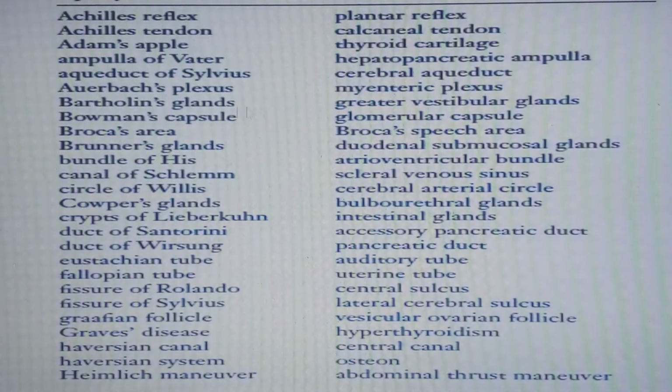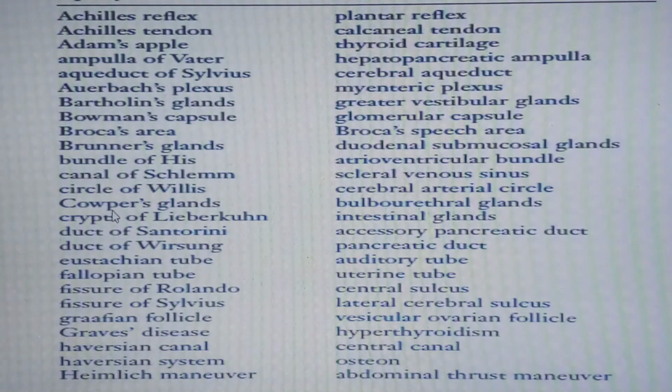Bartholin's gland, that's the greater vestibular gland. Bowman's capsule is the glomerular capsule. Broca's area, that's area 44 of Brodmann's areas, the speech area. Brunner's glands, that's the submucosal glands of the duodenum, or the duodenal glands proper. The bundle of His, that's the atrioventricular bundle. The canal of Schlemm is the scleral venous sinus. Then the circle of Willis, that's the cerebral arterial circle, the arterial supply to the cerebrum.